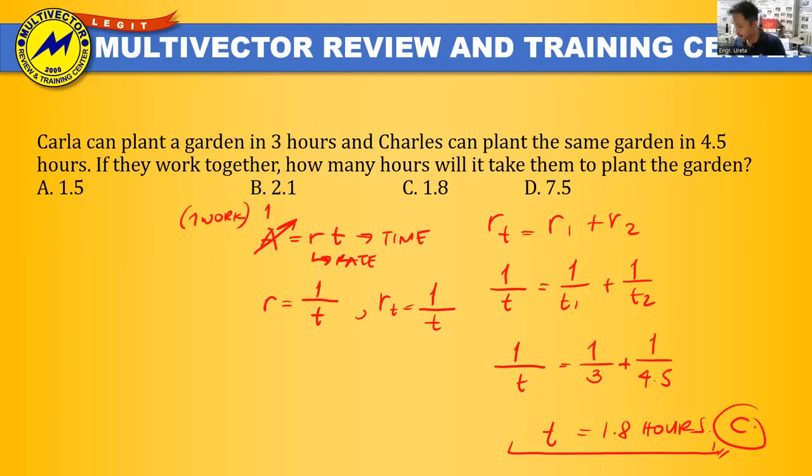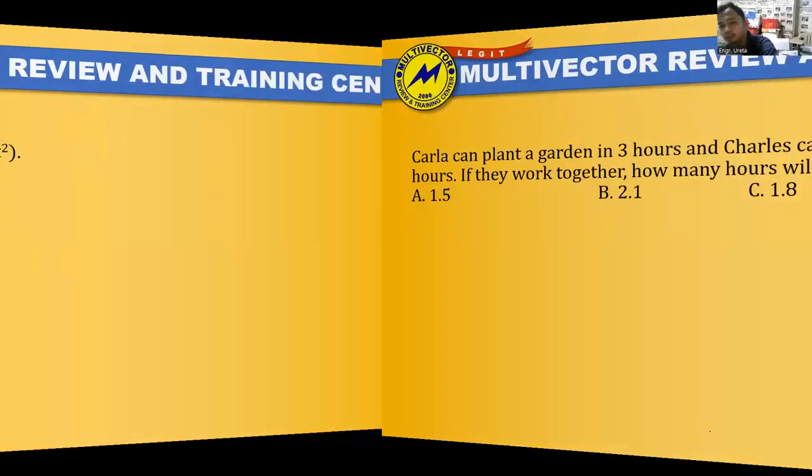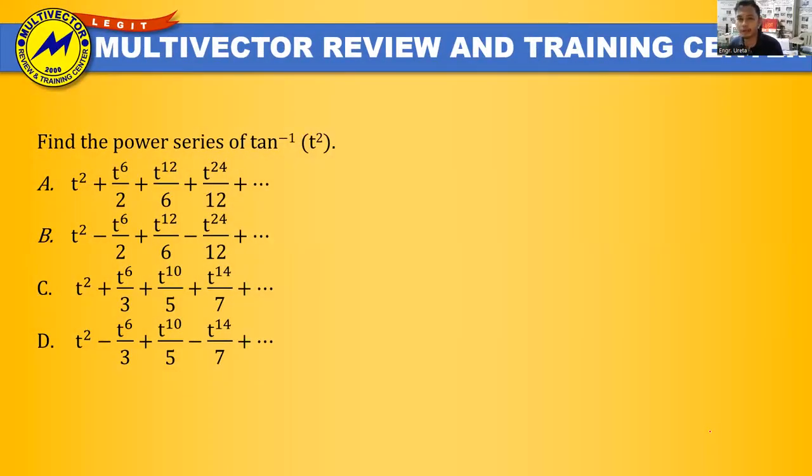So that's all for problem number 80. Next, problem number 81. Find the power series of the arctangent of t squared. For this particular problem, there are many ways to solve it. There are complicated ways, and there are also simple ways. It is more on creativity. So for arctangent, arctangent t squared.